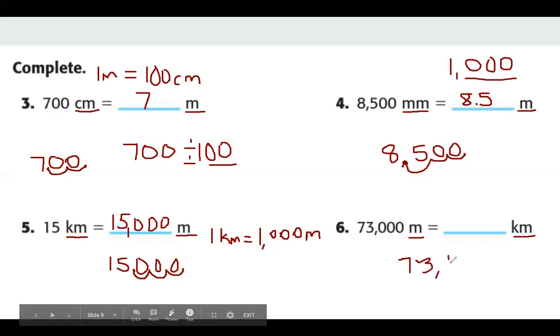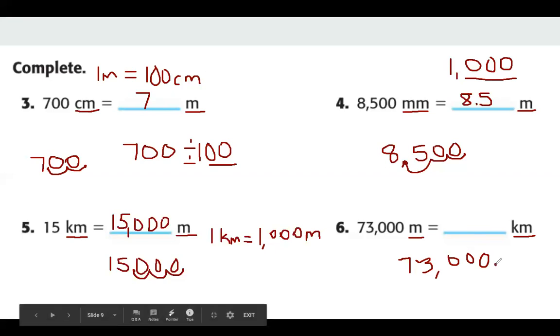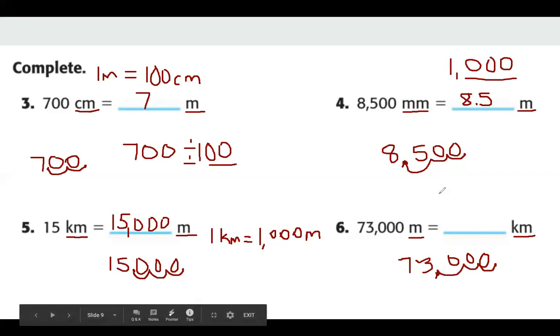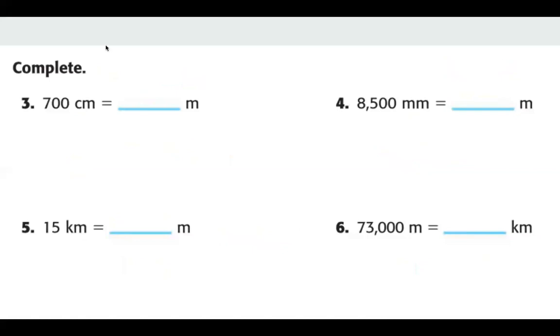When we divide, we move our decimal over to the left to make it smaller. And because we have 1 kilometer equals 1,000 meters, we're going to move 3 times. So my decimal's here. It looks like we're going to run into the same thing here. So 1, 2, 3. We run into that decimal again like we did on number 4. So instead of it being 73,000, we just end up with the whole number 73. Okay, we're good on this page. We're going to do a couple more examples.